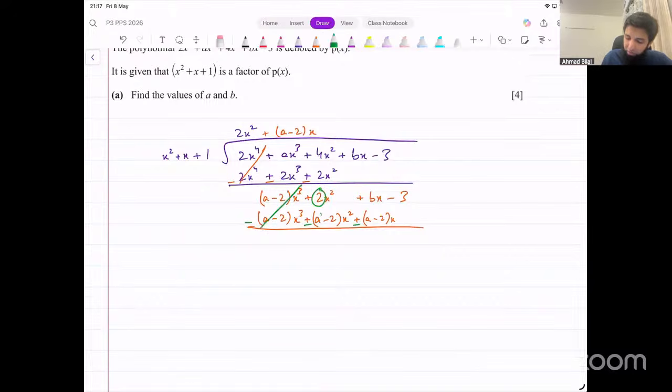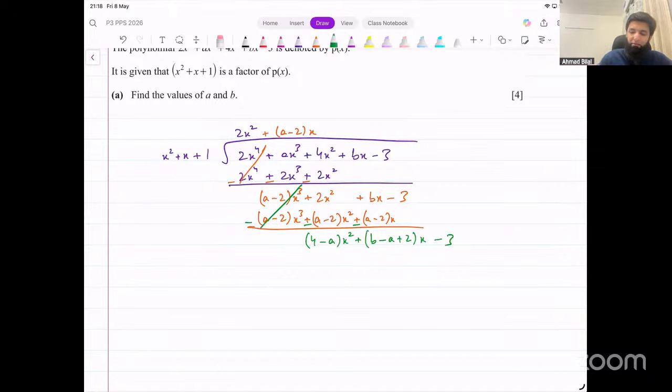Now 2 minus a plus 2. What is that going to be? That's 4 minus a, right? So these terms, when we add them up together, they will give us 4 minus a whole times x squared. So 2 minus a minus 2, that becomes 2 minus a plus 2, which is 4 minus a. So 4 minus a whole times x squared. Okay. Next, b minus a plus 2. We will have to write it as it is, b minus a plus 2 whole times x and then minus 3 outside.